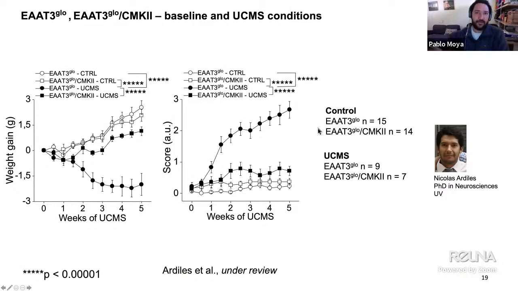So, okay, what happens with our mice? Show me the data, Pablo. So we can observe here that the overexpressing mice that underwent the chronic stress, the black squares, do not show the decrease in weight gain. And in addition, they did not show the impairments in the fur state.